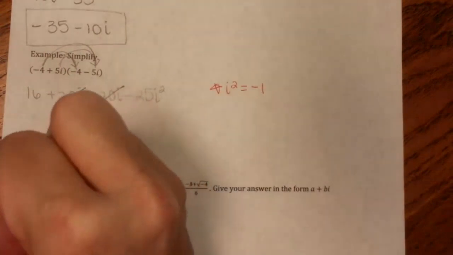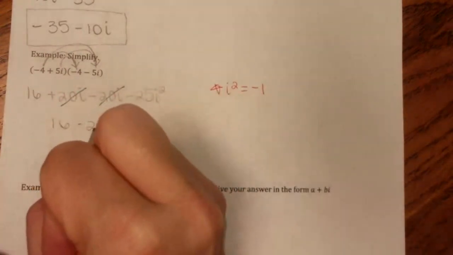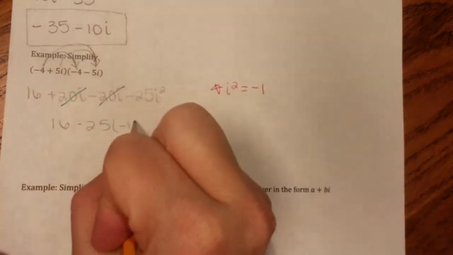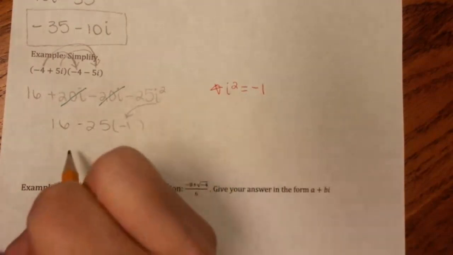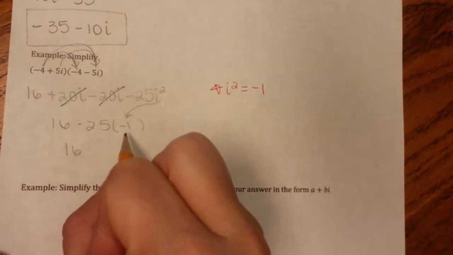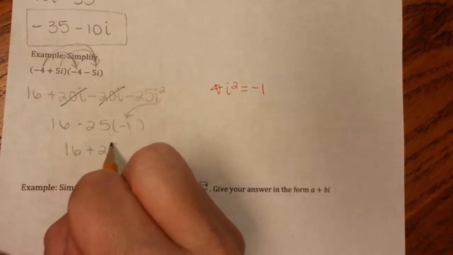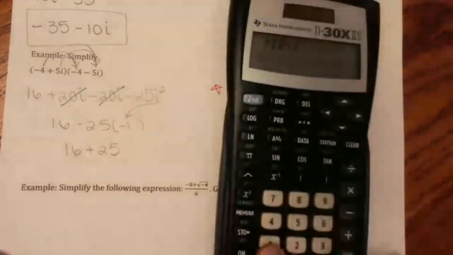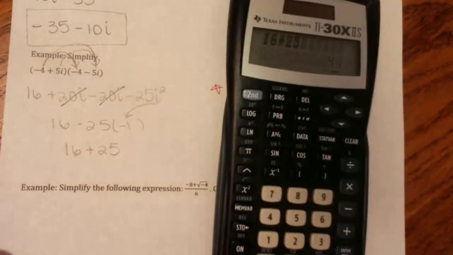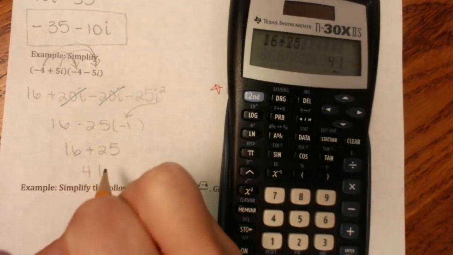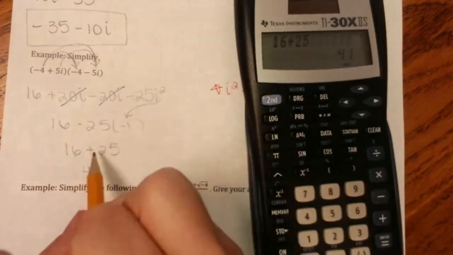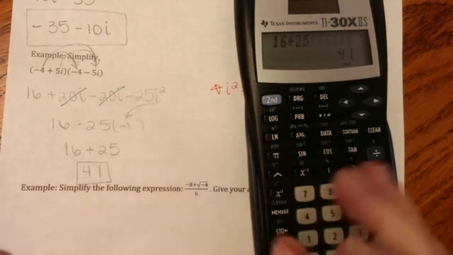So I can rewrite this as 16 minus 25 i squared. We know i squared is negative 1, so plugging in negative 1, negative 25 times negative 1 is positive 25. And then last but not least, 16 plus 25 would give us 41. Then the final answer is 41.